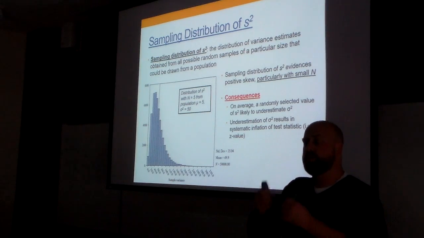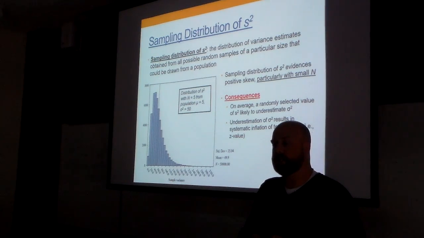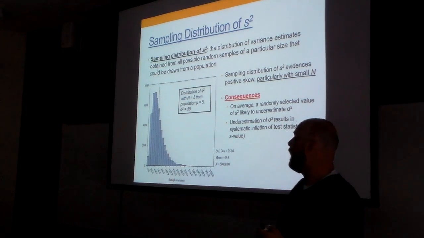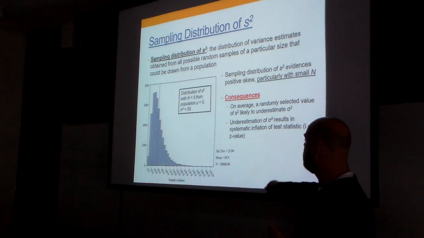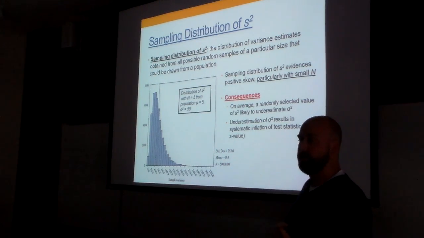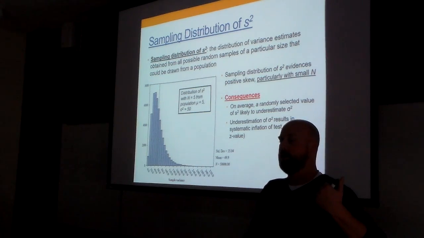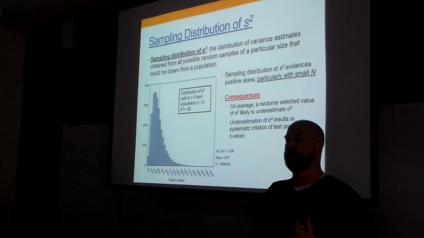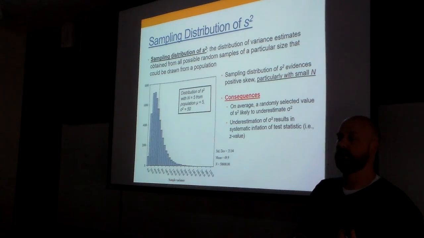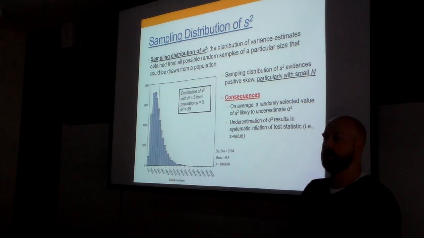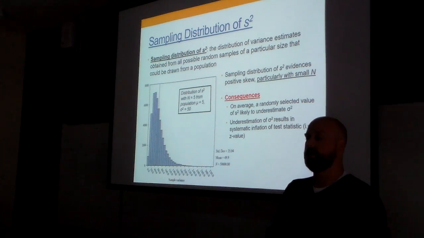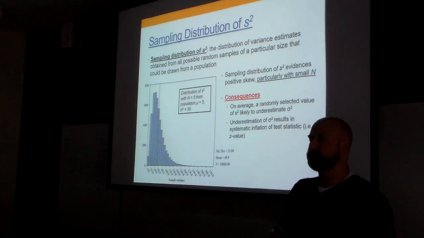So on average, the sample variance is an unbiased statistic, because the mean value of this distribution of variances is equal to the population variance. But what happens for any individual sample that I select? For any individual sample, it depends on the sample size, but you're going to have a larger variance based on a smaller sample.